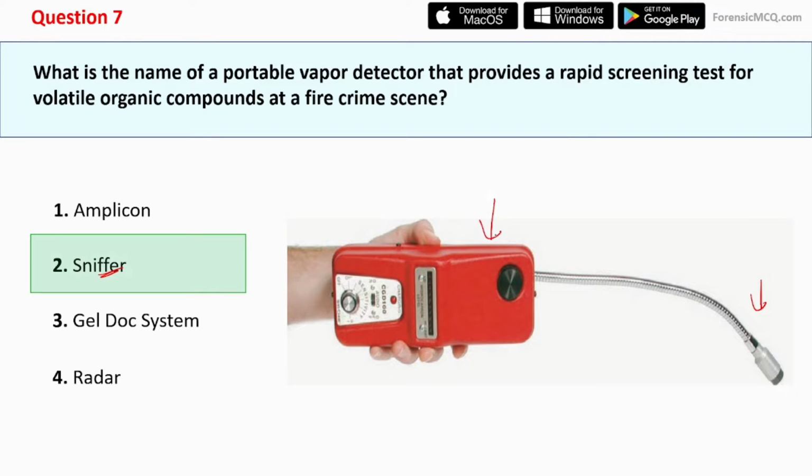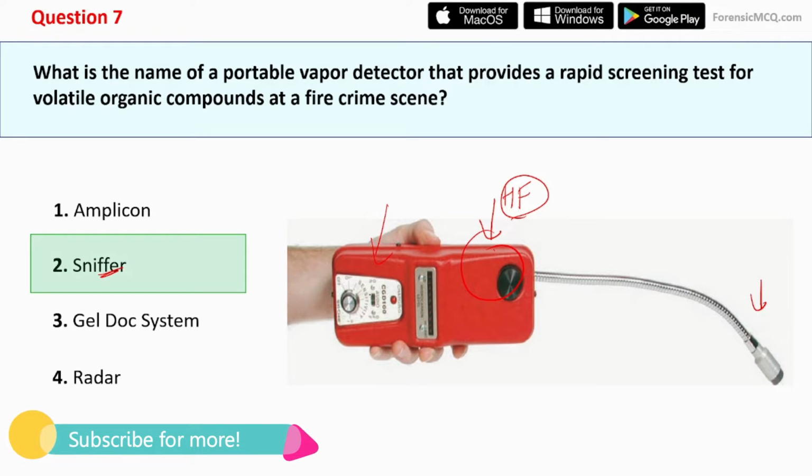Second, it has a filament chamber inside the module, and third is the deflection meter, which shows how much vapor concentration is present in the air. The process involved is that this nozzle area sucks or captures the air, which is then passed to the heating filament, and if a combustible vapor is present, it oxidizes and immediately increases the temperature. When the temperature increases, there is a deflection in this meter, and the extent of the deflection shows the concentration of volatile compounds in the air.